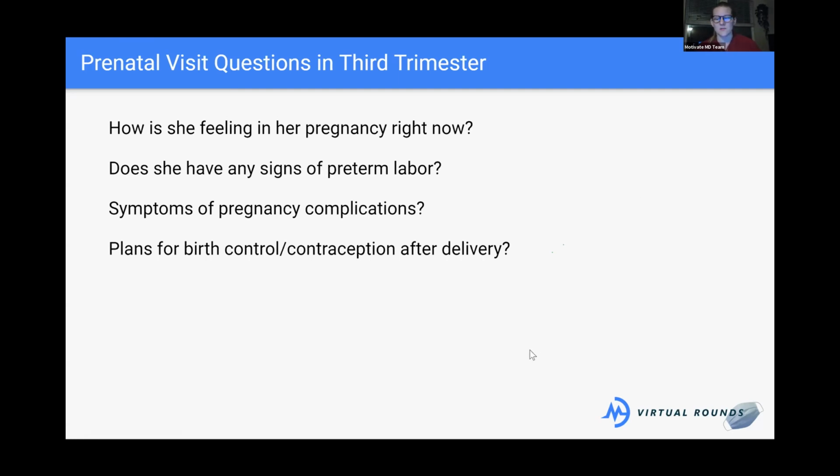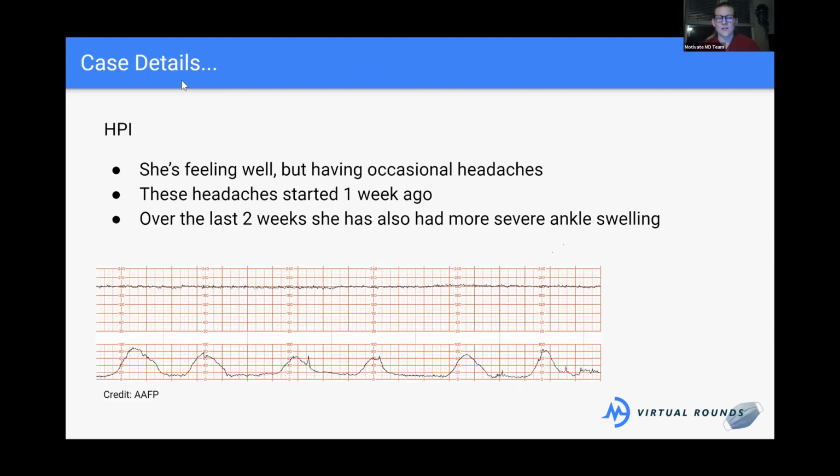So those are just some example questions. These don't have to be the exact ones that are asked at this visit. In general, the point of prenatal visits is really just to check in with them and be able to answer their questions and support the patient in whatever way that they need. So for our case, the responses to these questions: she is feeling well, but she's having some occasional headaches. The headaches, she said, started about 1 week ago. And over the last 2 weeks, she's also had more severe.